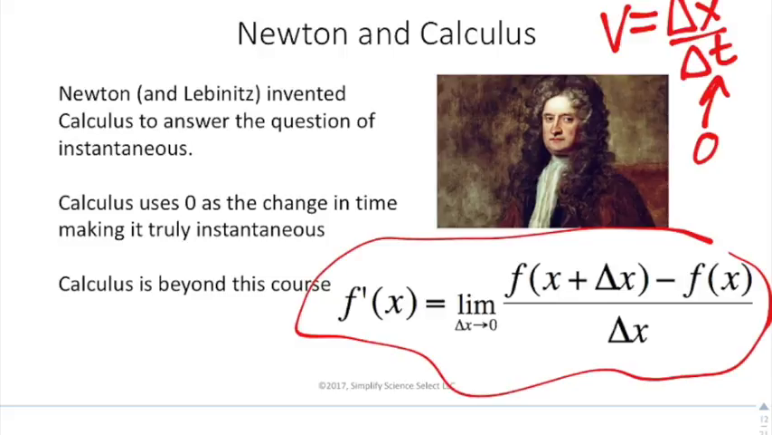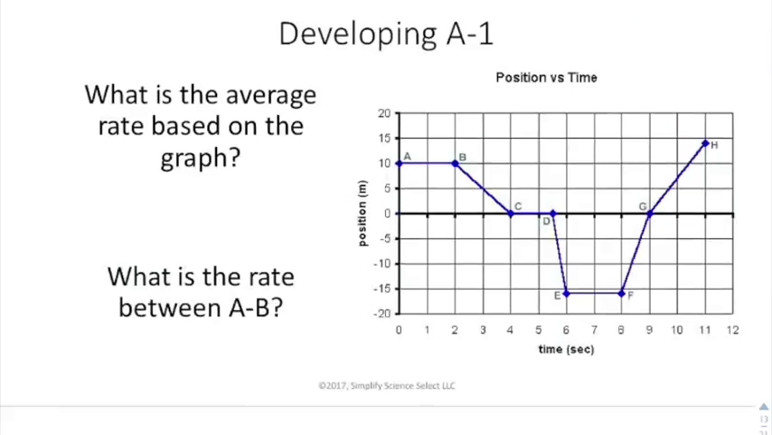Now, we are not going to get into this. Calculus is well beyond the scope of this class, but that's where this comes from. The idea that you wanted to figure out how fast it's going right now is why they invented this calculus branch. All right, so what is the average rate based on the graph?